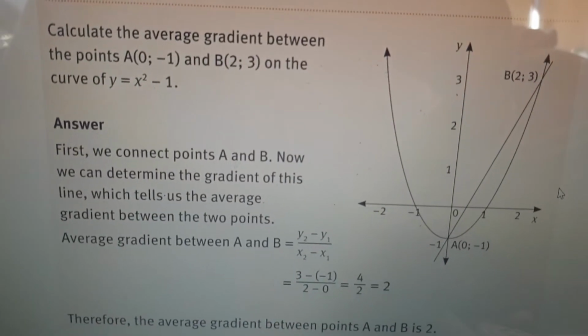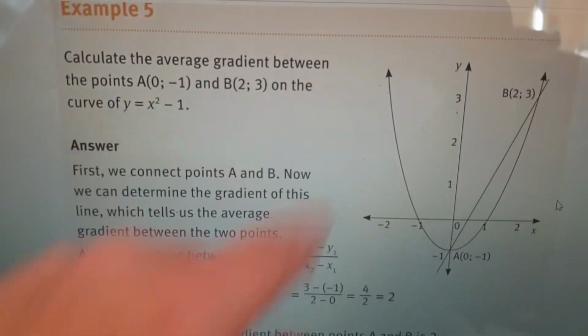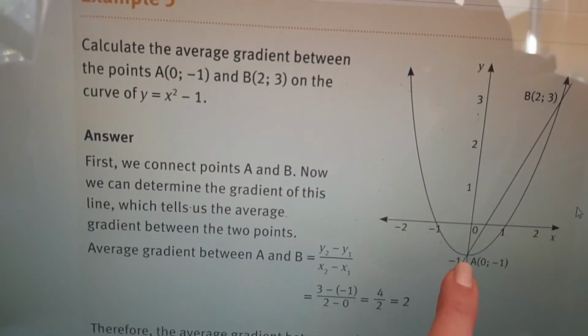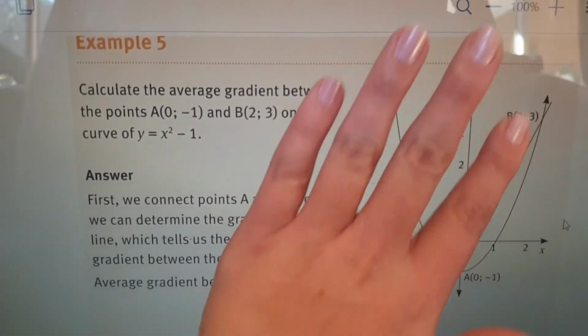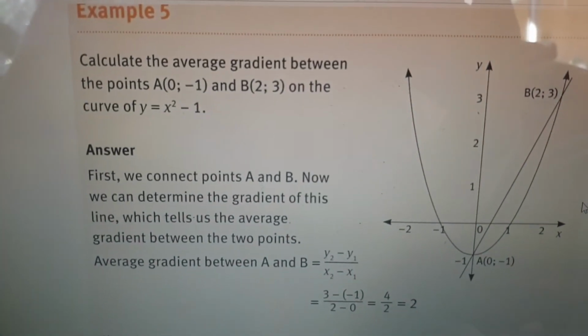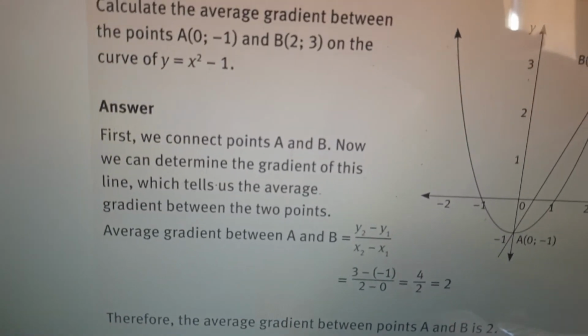Okay, so here in example 5 in your book, we are given this graph and we have to work out the average gradient. So first of all, the easiest thing to think between B and A is to draw a line between it and find what this line's gradient would be, because that would more or less be the average gradient between the 2 points. Luckily, there's a very, very easy formula to do this.